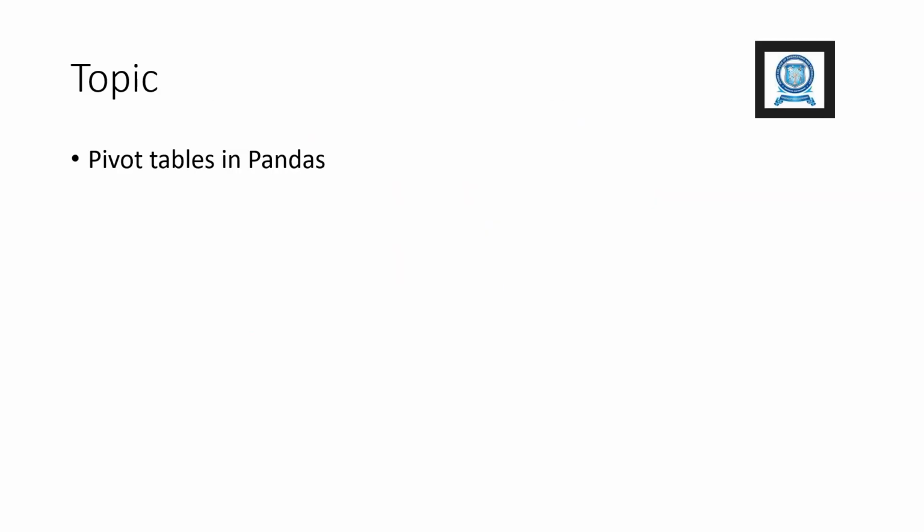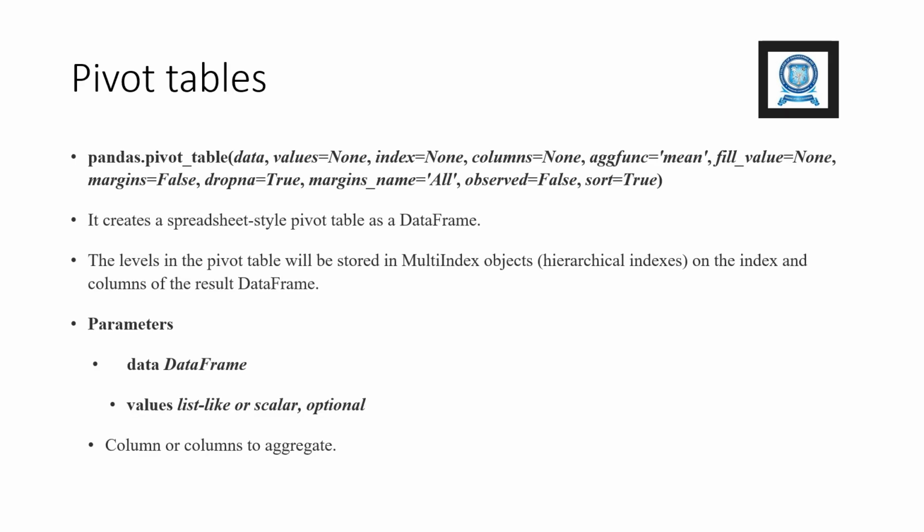In this presentation, I'm going to explain pivot tables in Pandas. Pivot tables create a spreadsheet-style pivot table as a data frame. The levels in the pivot table will be stored in multi-index objects or hierarchical indices on the index and columns of the result data frame.